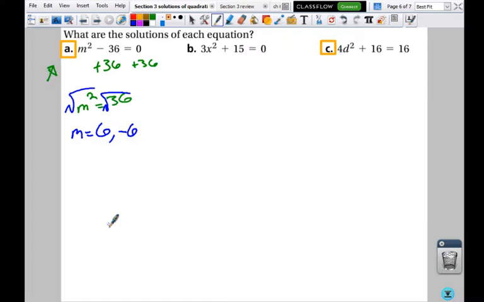Alright, we're actually gonna look at part B together real quick. If I'm gonna solve part B, what's the first thing I need to do, Jake? Minus 15. Yep, we're gonna minus 15 on both sides. And I get 3x squared equals negative 15. Lucas, what would I do next? You divide by 3. Yep, we're gonna divide by 3. And I get x squared equals negative 5. Greg, what's my last step?